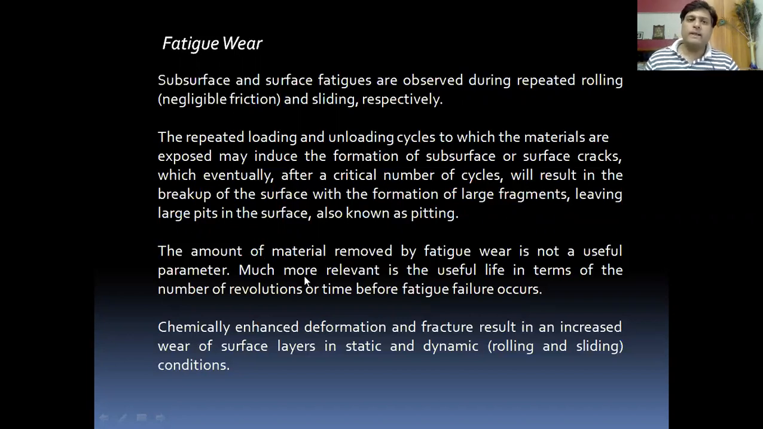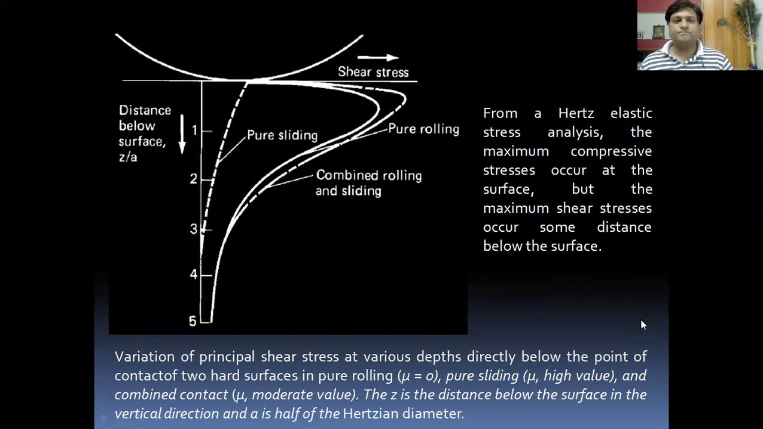To calculate the damage due to fatigue wear, it is much more relevant to use the life in terms of number of revolutions or the time before fatigue failure, rather than the material removed by fatigue wear. Now, a chemically active or corrosive environment results in increased wear of the surface due to fracture in static and dynamic conditions.